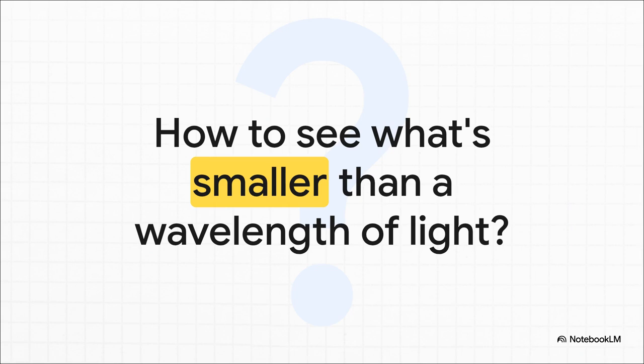For a long, long time, this was seen as a hard wall in physics. It's called the diffraction limit. The idea was you just can't focus light down to a spot smaller than about half of its own wavelength. So how are modern microscopes able to just blow past this limit? Well, the secret isn't in the glass.